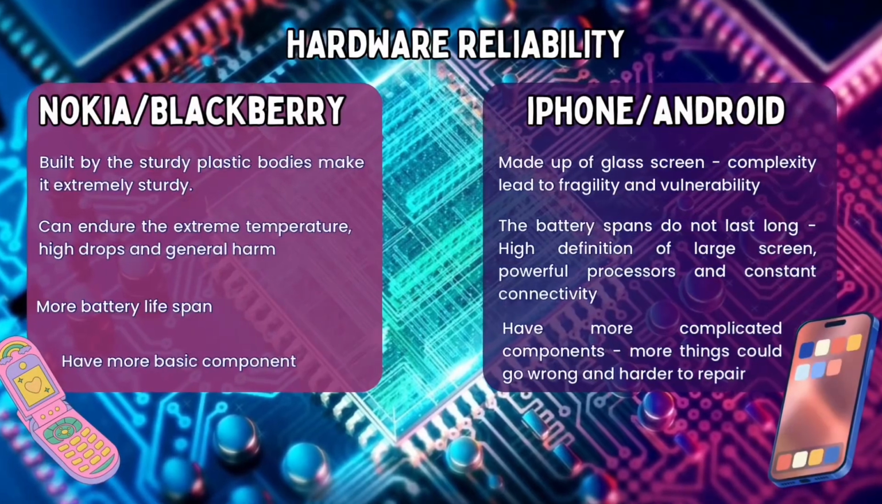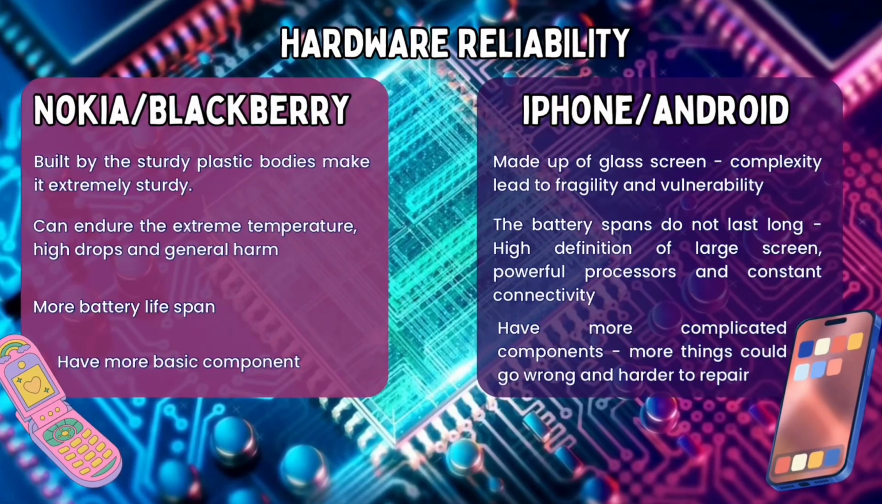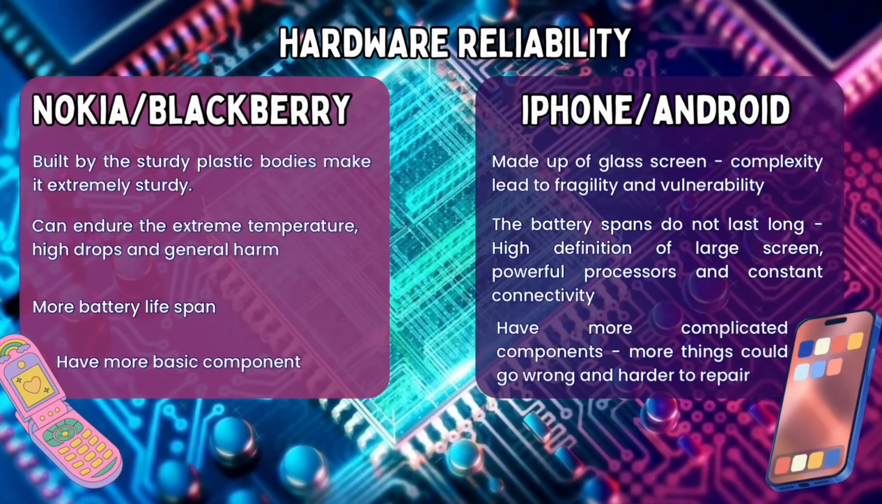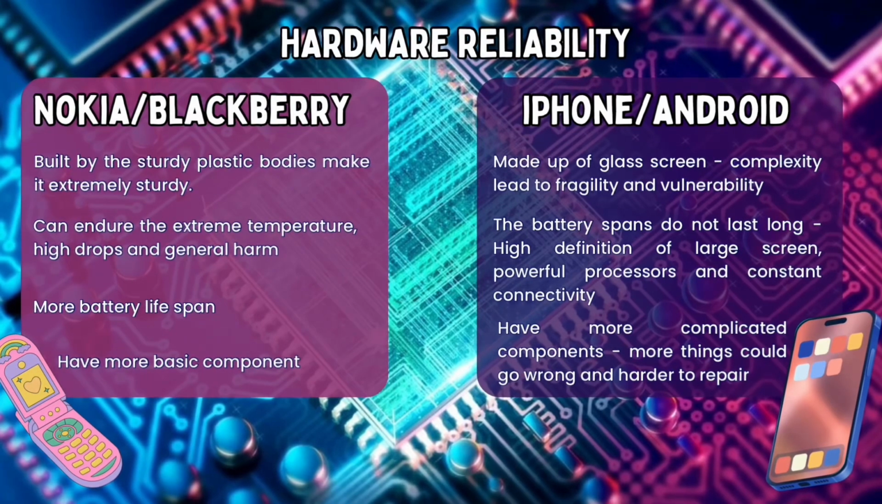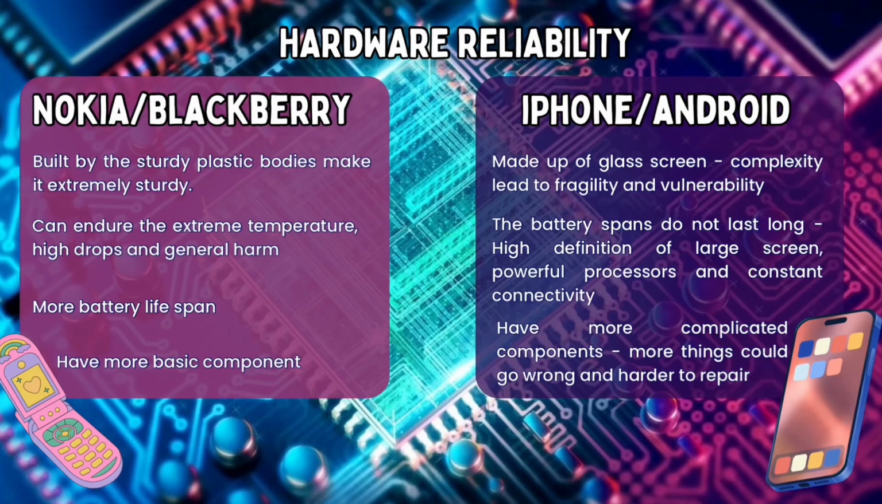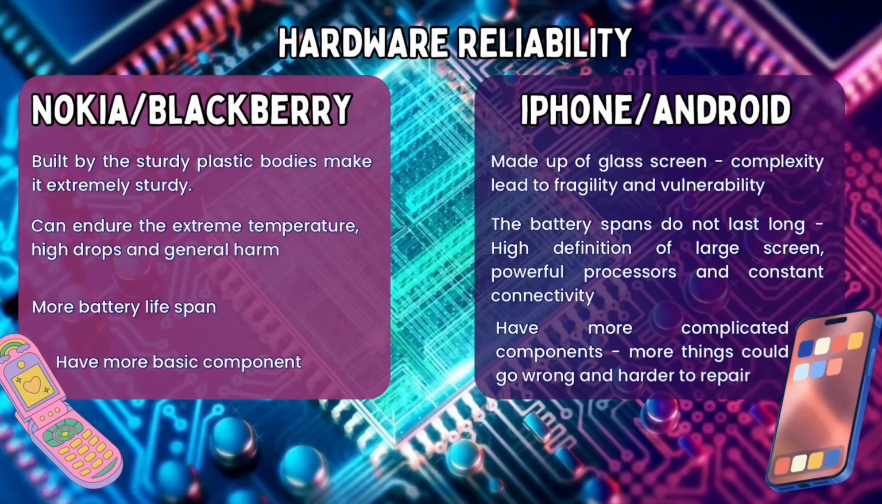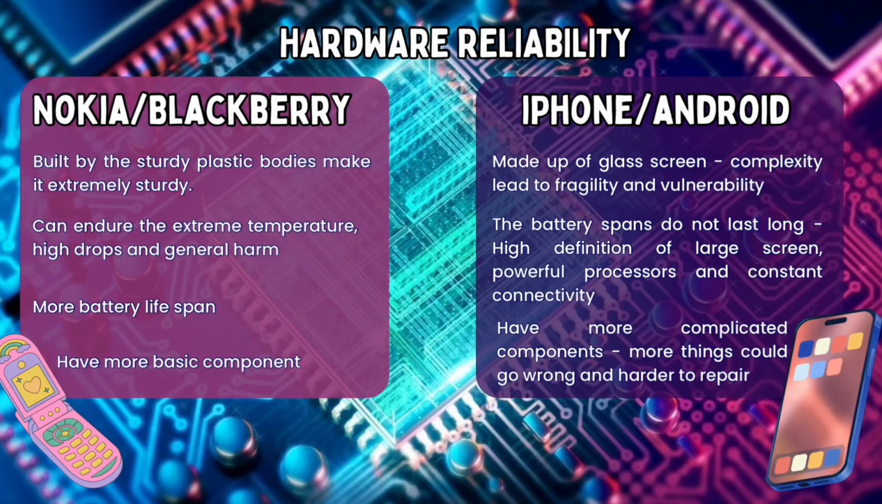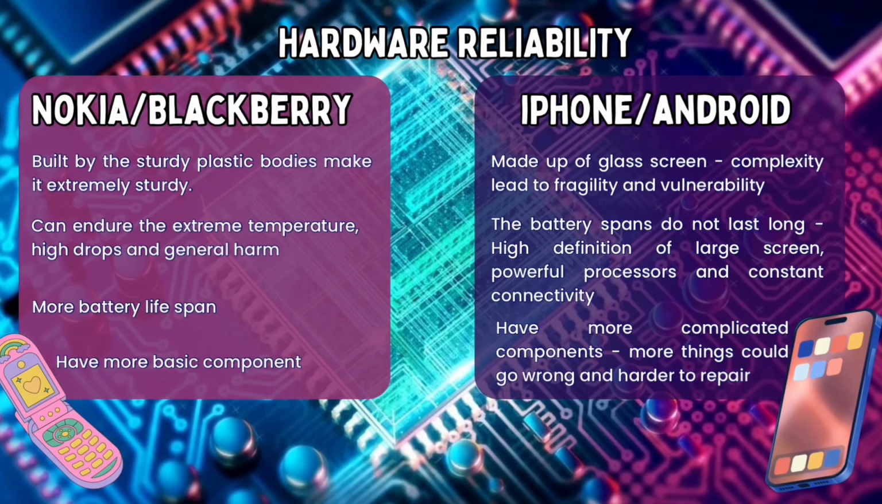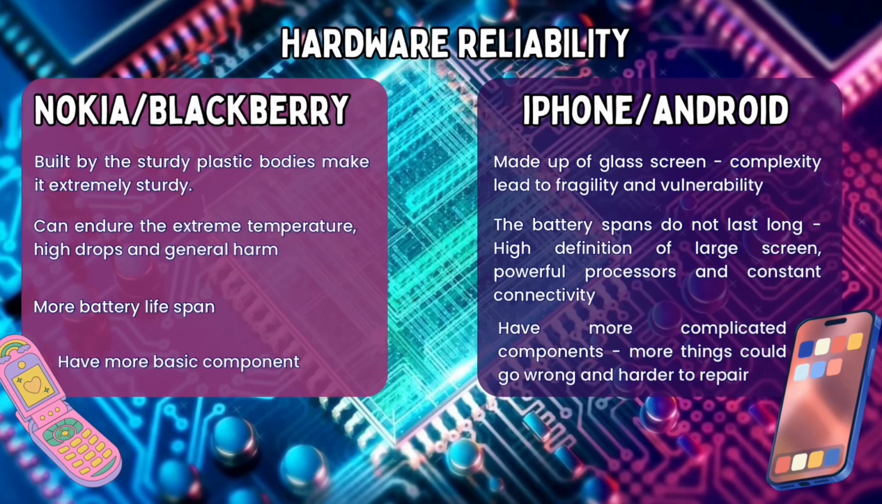Comparing the Nokia and BlackBerry era with the iPhone and Android era, there are huge differences between them that can be discussed in terms of hardware and software reliability. There are a few points that can be discussed regarding the hardware reliability of Nokia and BlackBerry, which are its durability, battery life, and components. Nokia and BlackBerry are often said to be indestructible phones because they were built to be extremely sturdy.